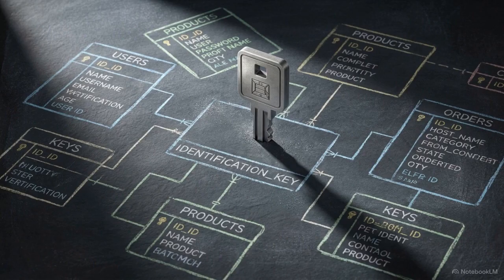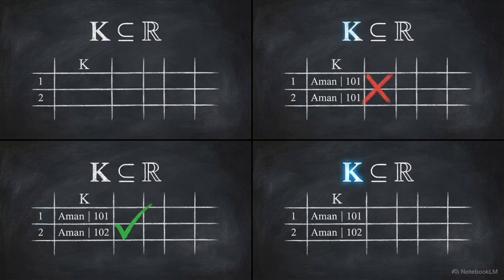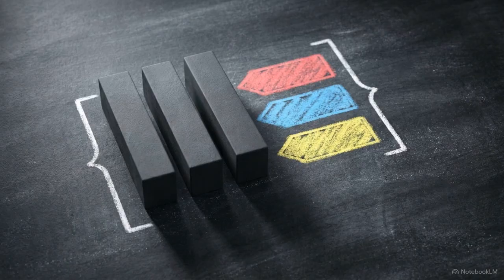The superkey is the foundational concept behind all database key theory. This text defines the rule strictly. A subset K of a relation R is a superkey if no two distinct tuples have the same values on all attributes in K. In practical terms, a superkey is any combination of columns making every single row unique.